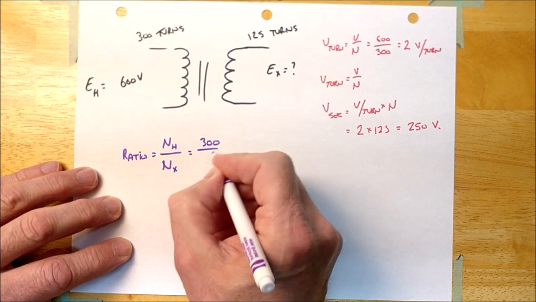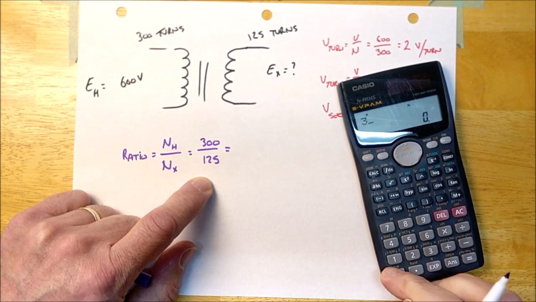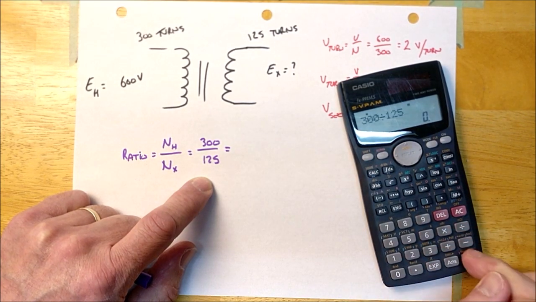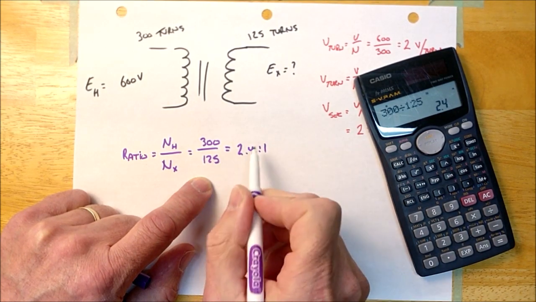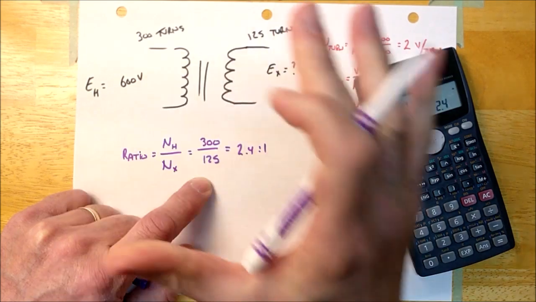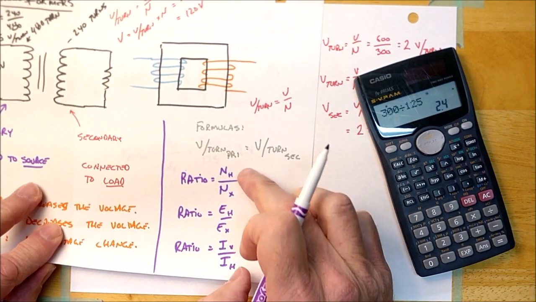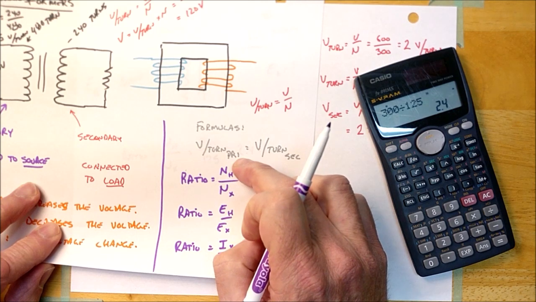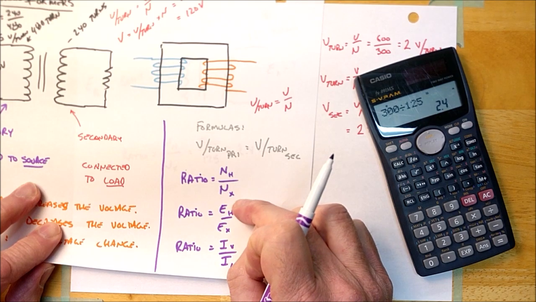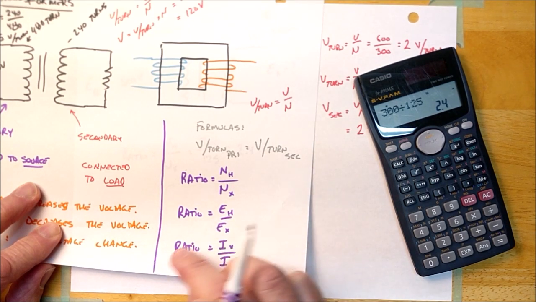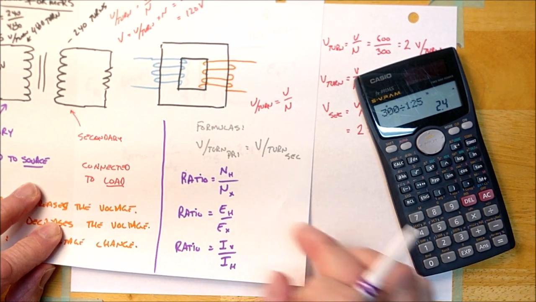It's going to be 300 over 125. And so if I take that 300 and divide it by 125, I get a ratio of 2.4 to 1. And the nice thing about the ratio is it applies to everything in the whole transformer, okay, guys? Because look at formulas for ratio. There's 3 of them. One has the number of turns on the high voltage over the number of turns on the low voltage. It's also equal to the voltage on the high over the voltage on the low. It's also equal to the current on the low over the current on the high, and we'll talk about this one last. We're working on this one right now.